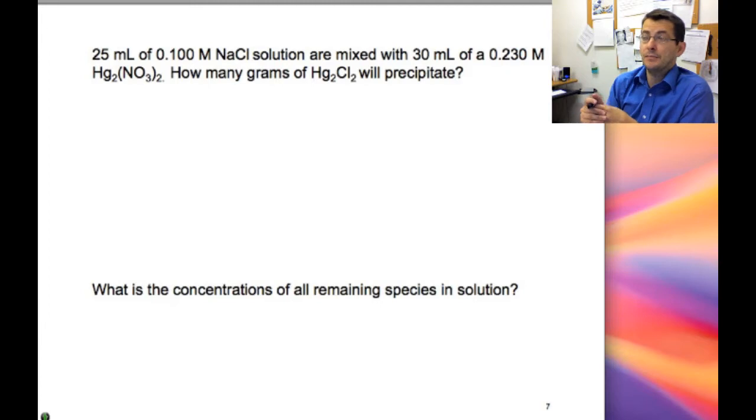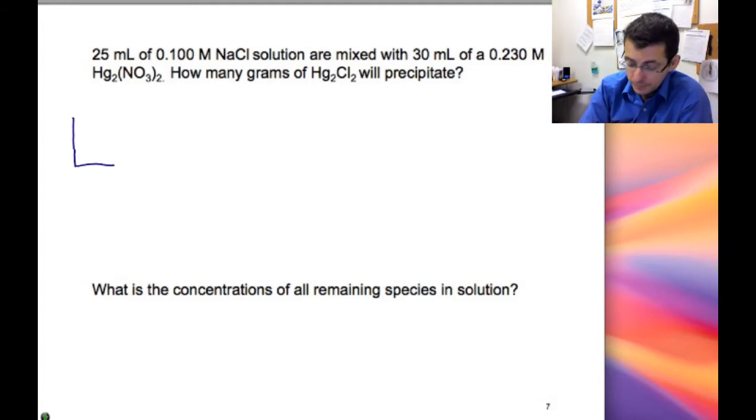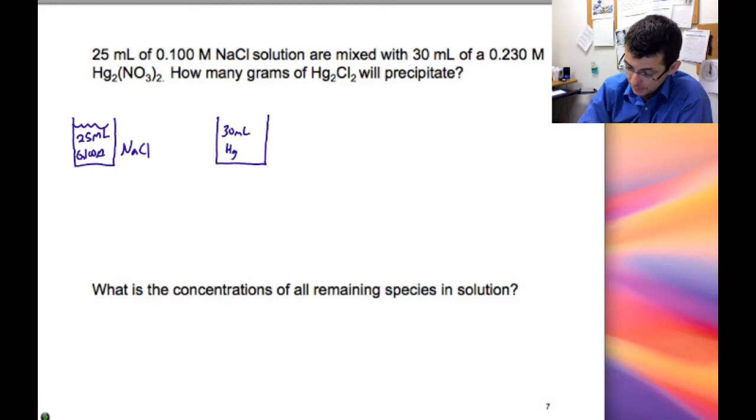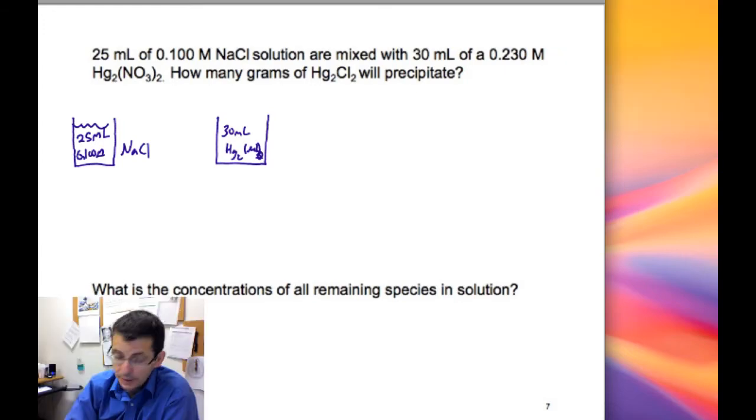Information from net ionic and ionic equations into something we can use in solutions. So we have two solutions. One that is 25 mL and 0.100 molar NaCl. And we have another solution that is 30 mL of a mercury(I) nitrate solution, and that's a 0.230 molar solution.